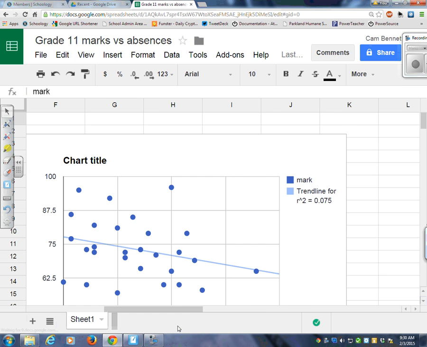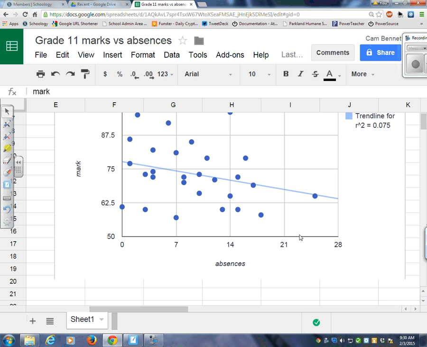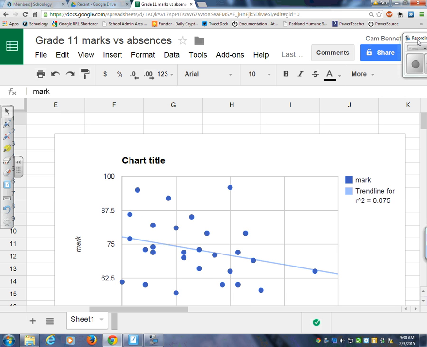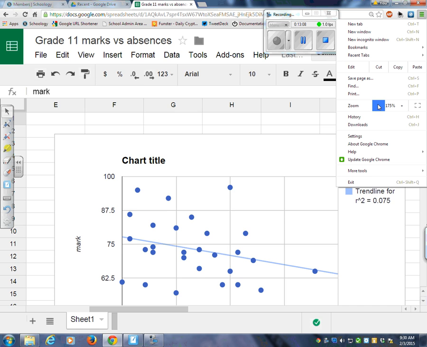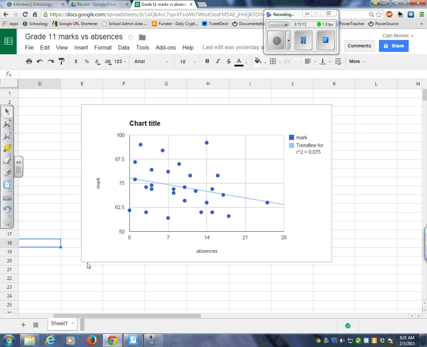Absences across the bottom. I need to make this a bit smaller. Okay, awesome. Absences across the bottom, mark up the side. So, this student here had 7 absences. Their mark was about a 60 or so. I added in a trend line, a line of best fit.